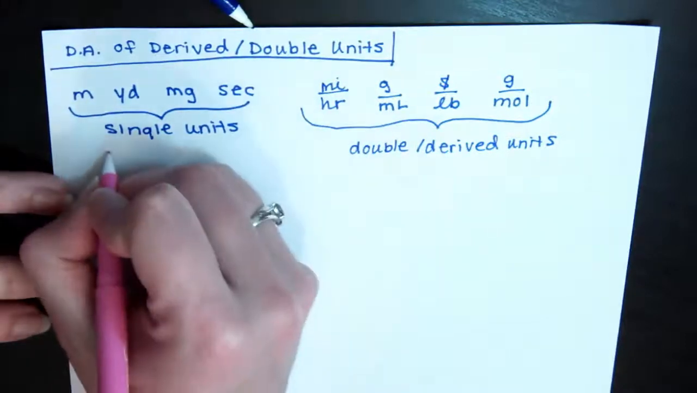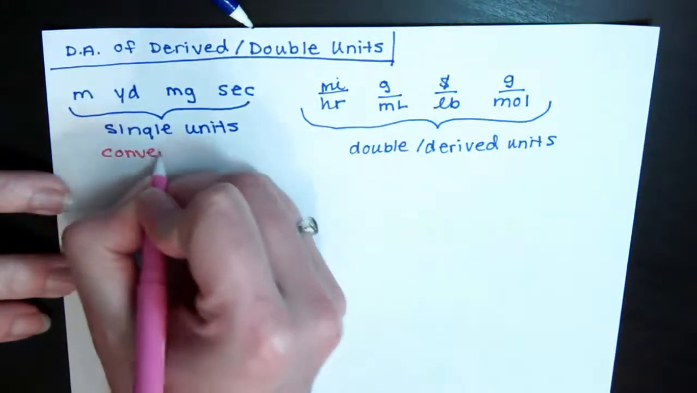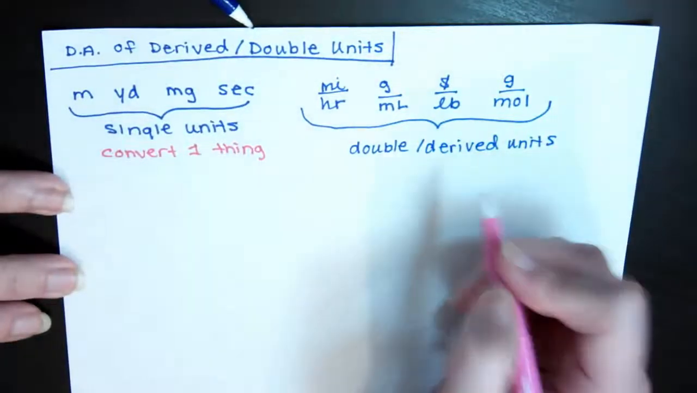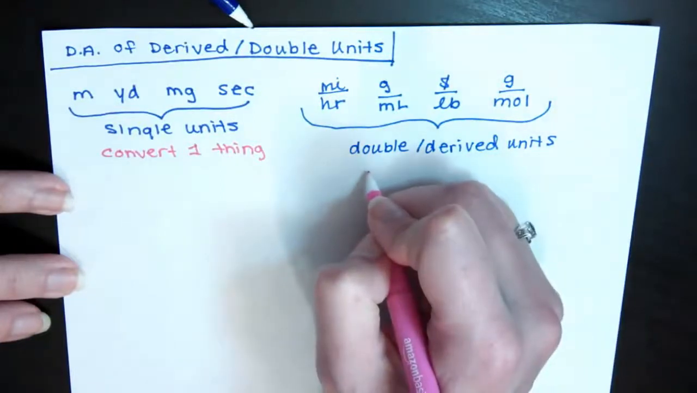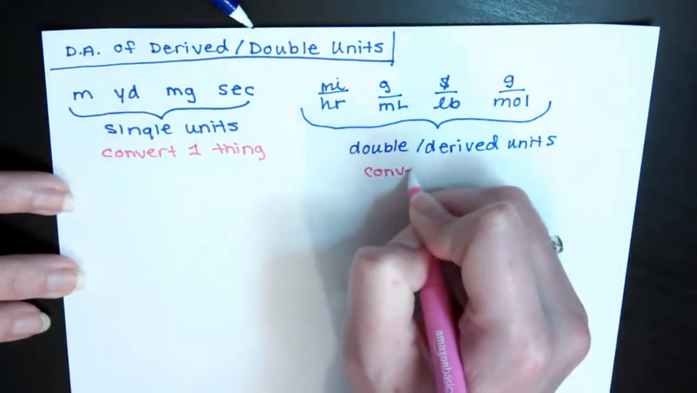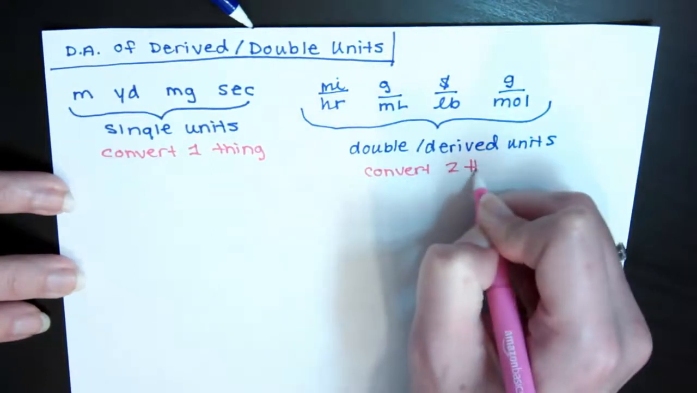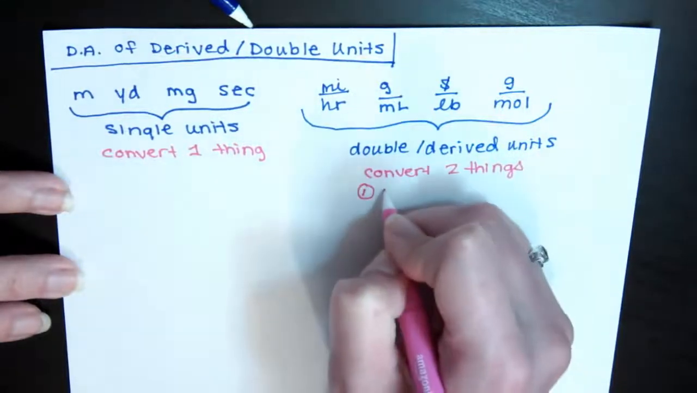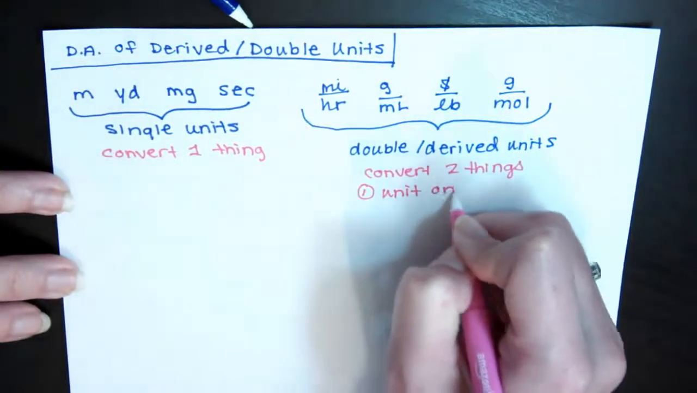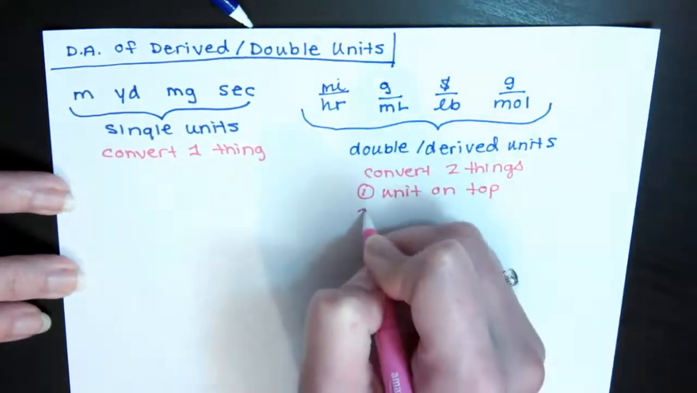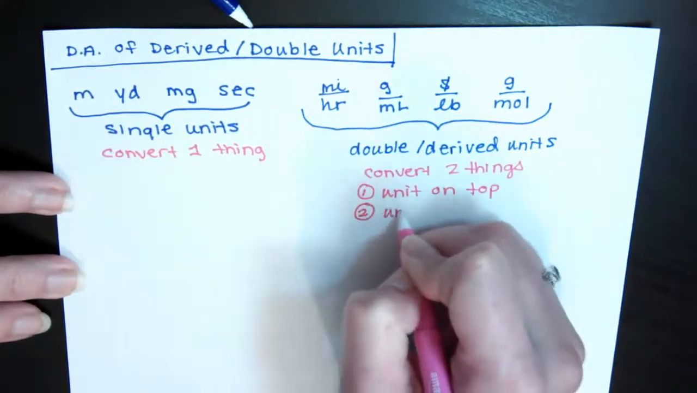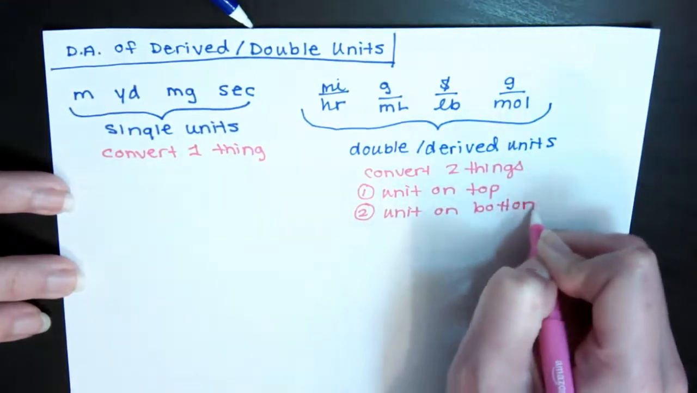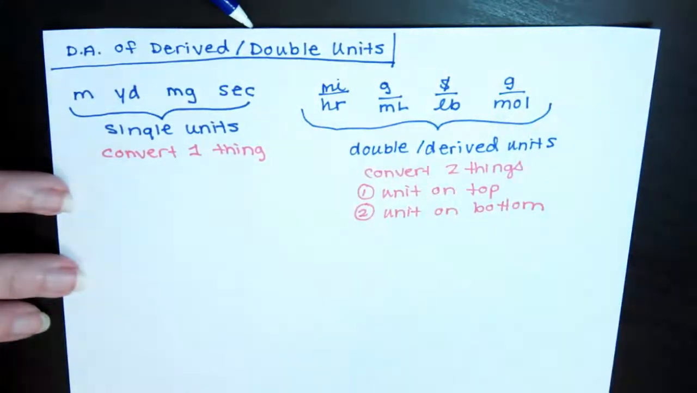When we have single units, we only need to convert one thing. But when we have double units, or these derived units, we need to convert two things. The first is going to be the unit on the top of the fraction, and the second is the unit on the bottom of the fraction. We'll use the same technique, but we'll have to kind of do it 2 times.